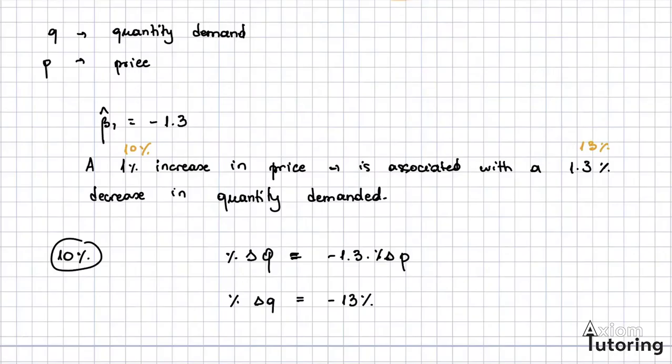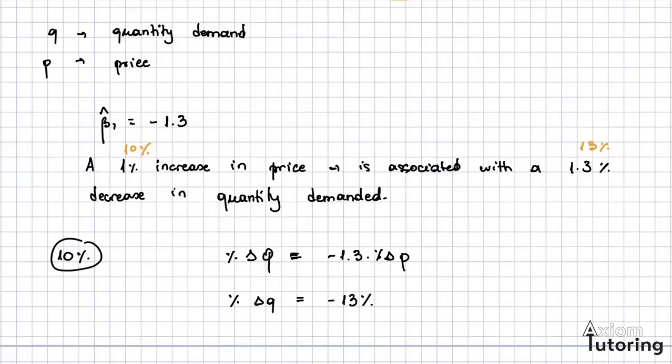Now, the absolute value tells you more about the sensitivity. Since in this case 1.3 is larger than 1, we can deduce from here that demand is elastic, which means quantity responds more than proportionally to price.